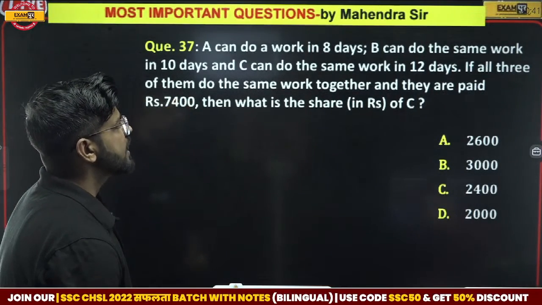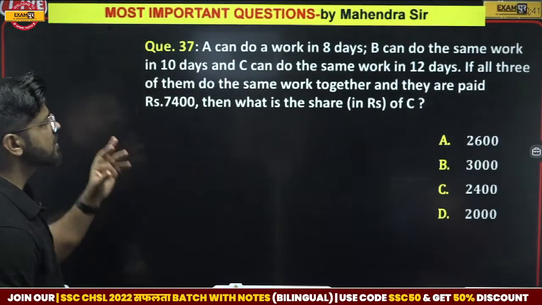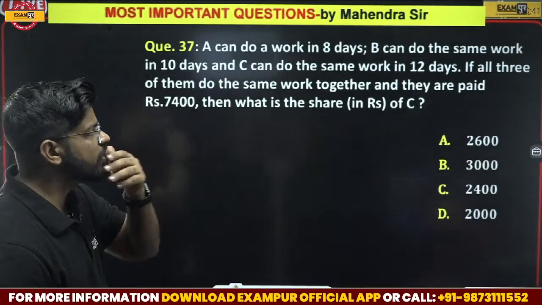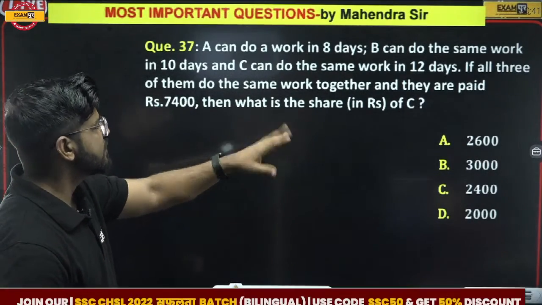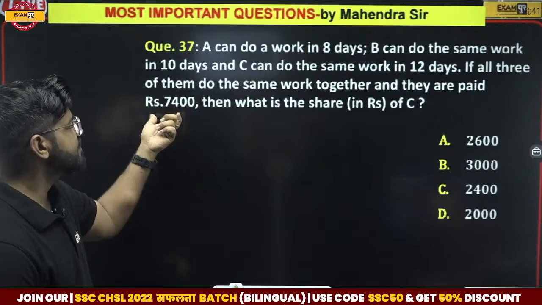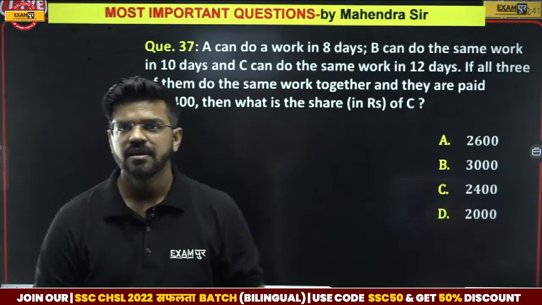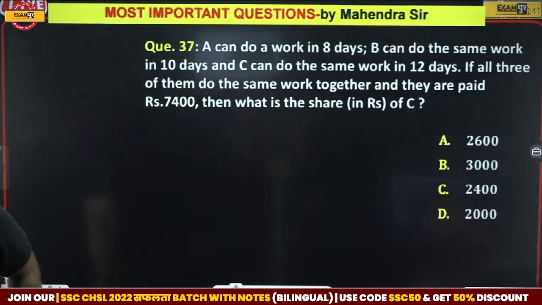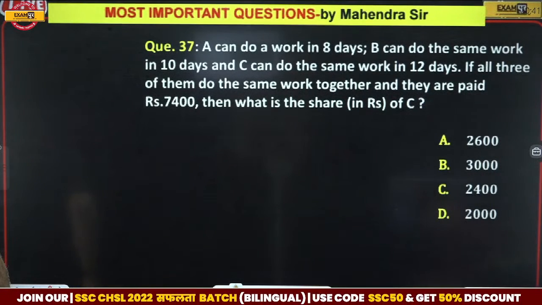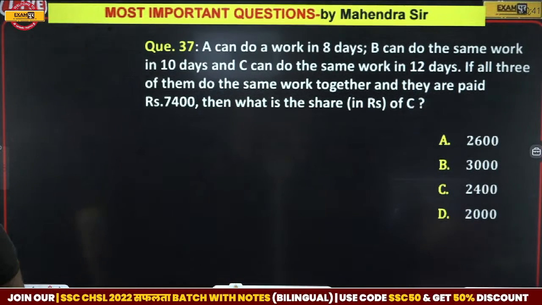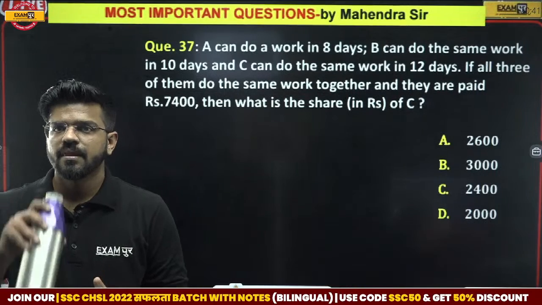A can do a work in 8 days, B can do the same work in 10 days, and C can do the same work in 12 days. If all three of them do the same work together and they are paid 7,400, what is the share of C? Similar question, tell me the answer for this.